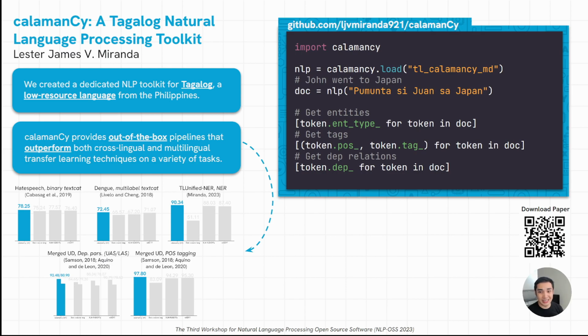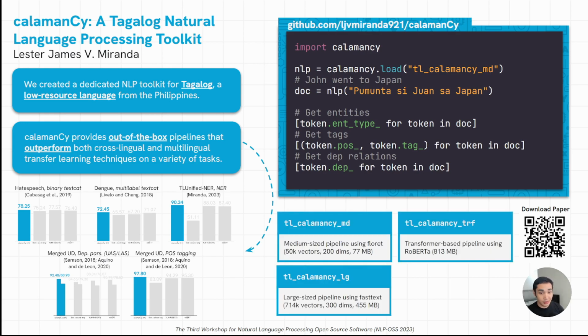The way we use calamanCy is consistent with how we use spaCy. First, you load the pipeline, and then you pass the text you want to analyze. And all linguistic features will be encapsulated inside a special object. calamanCy also offers a high-level API in case you just want to do inference. Again, you can check the GitHub repository above for the documentation.